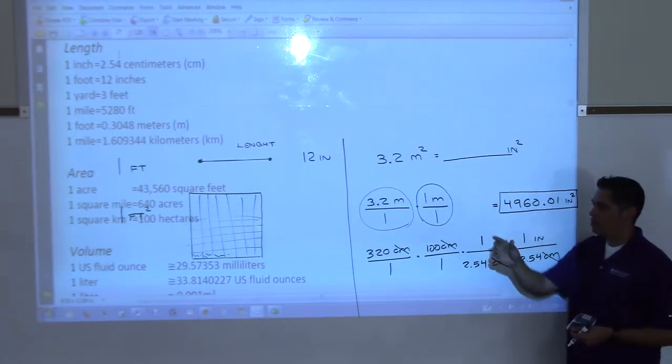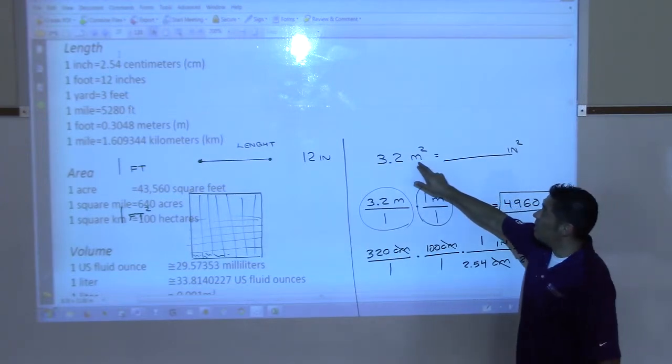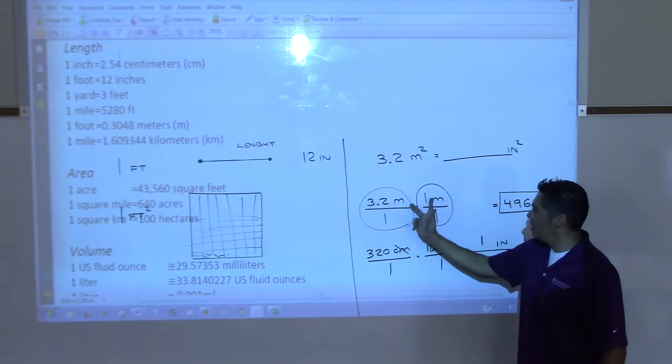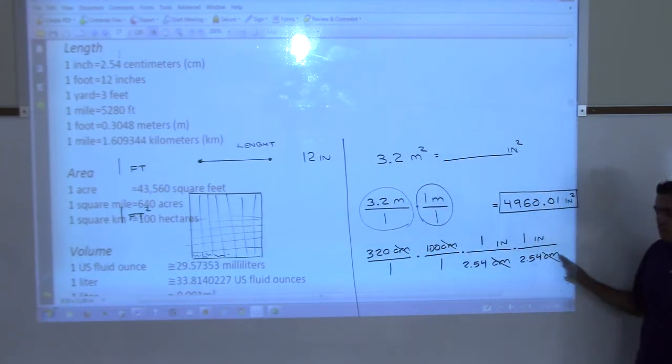Questions? You look like you have a question. You sure? All right, so this is a little bit more involved, right? Because you've got to take the meters, get it to centimeters, so you have to split the meters up, convert each one to centimeters, then kill off each centimeter with your proportion. And that means you need 2 proportions.